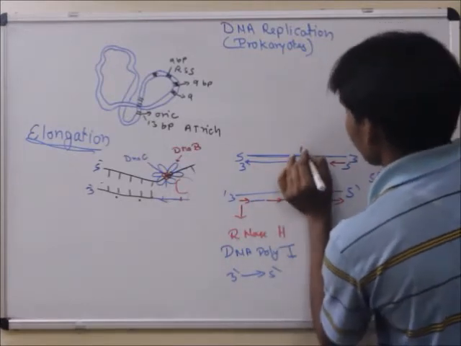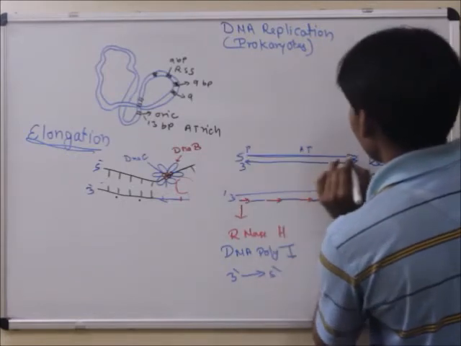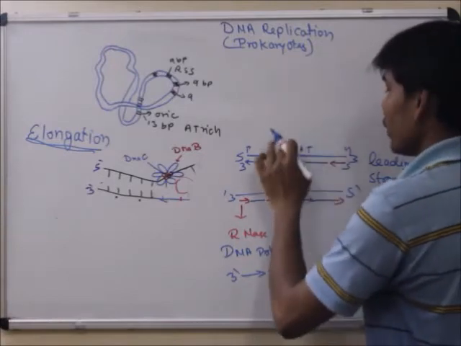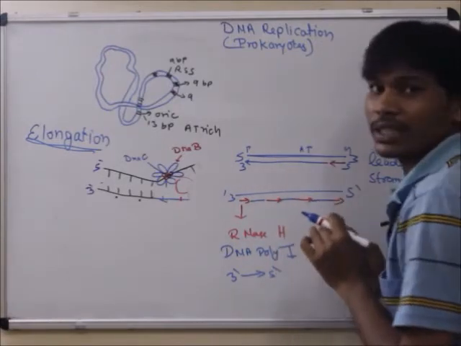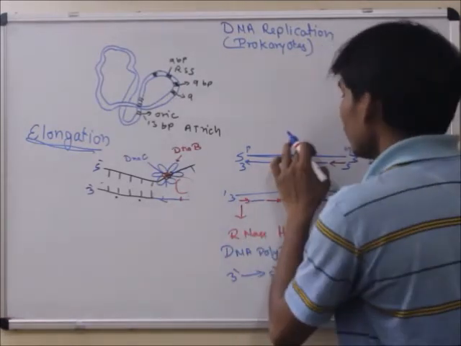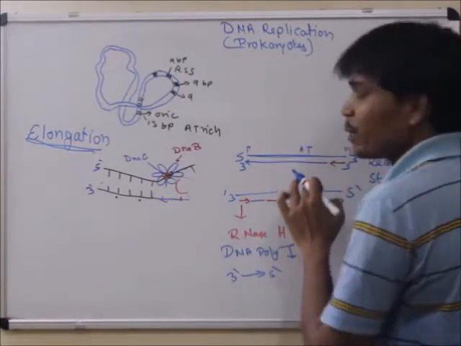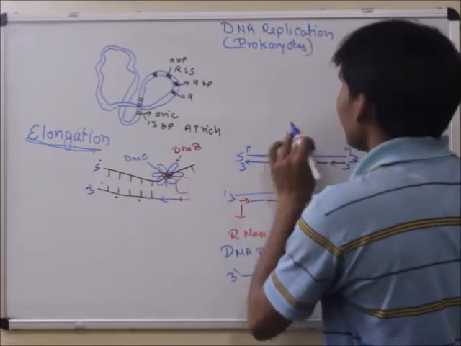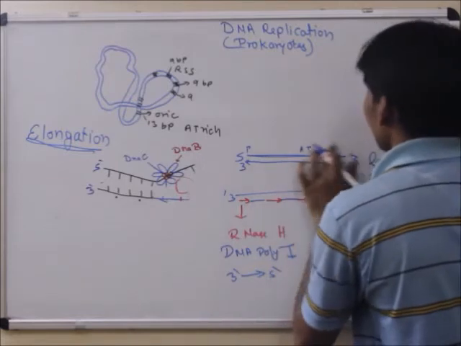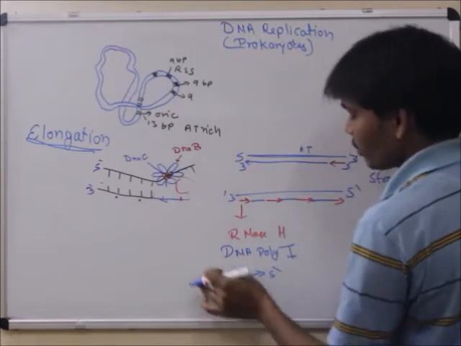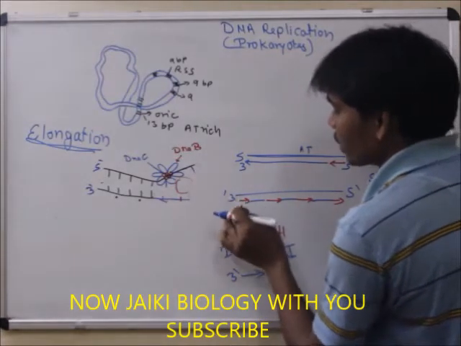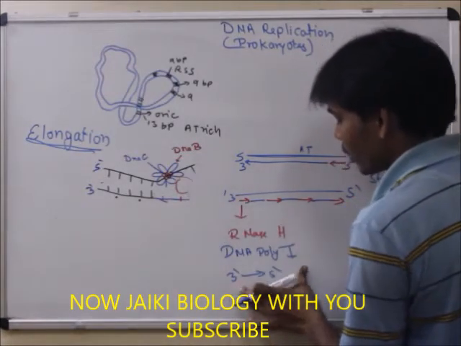Here is the T, A, T, and here the T, and that is the G. This is the terminal, this is the middle portion. When an enzyme removes nucleotides from the middle portion of the sequence, that is called an endonuclease, and when it removes terminal nucleotides, that is called an exonuclease. So DNA polymerase I removes nucleotides from the 3' to 5' direction, removing each nucleotide from the terminal.